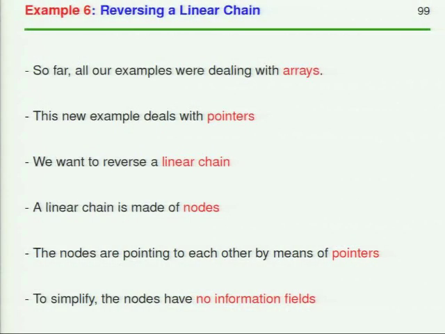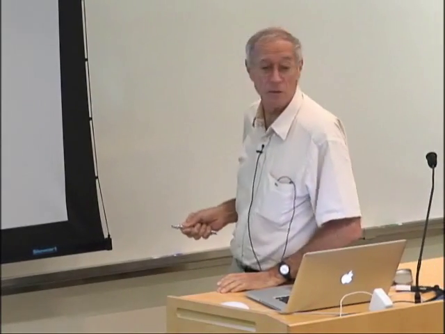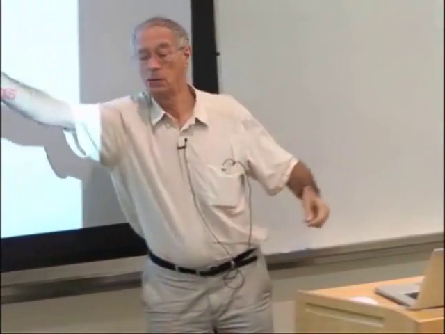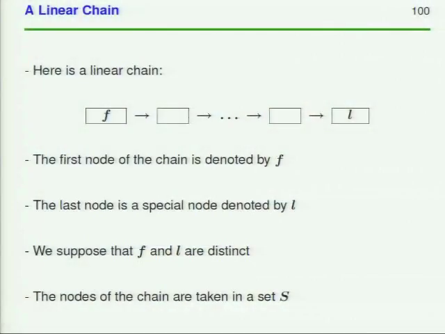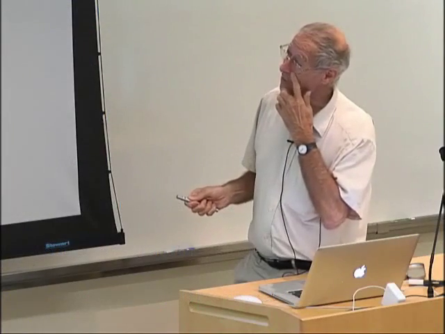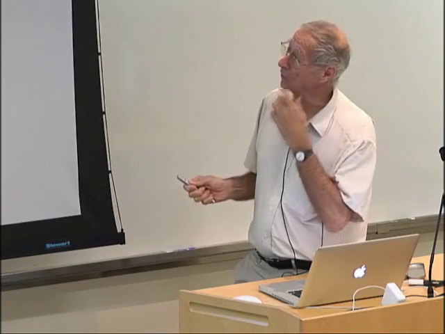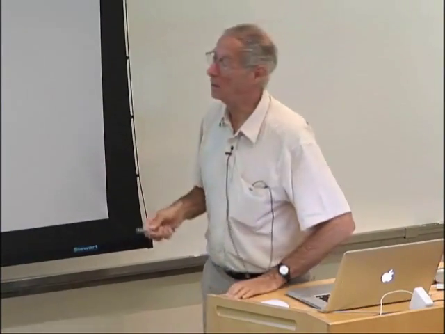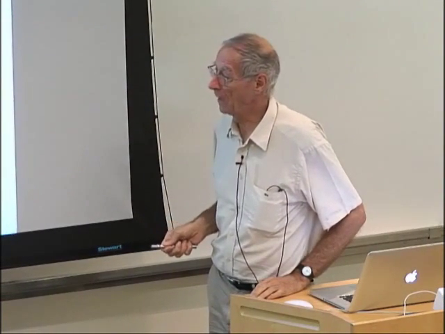So we want to reverse a linear chain, and a linear chain is made of nodes, and the nodes are pointing to each other by means of pointers. And to simplify, the nodes have no information field. We are just interested in the pointing. So this is very simple. Here is a linear chain. To simplify, the first node is called F, and the last node is called L, and I suppose that they are distinct. Well, this is just to simplify things. So at least we have two elements in the chain, and the nodes of the chain are taken in a set S.